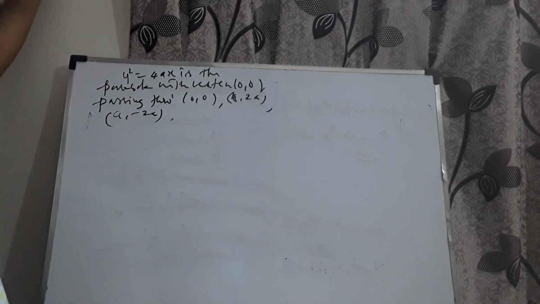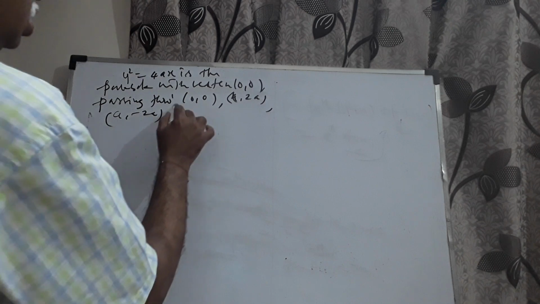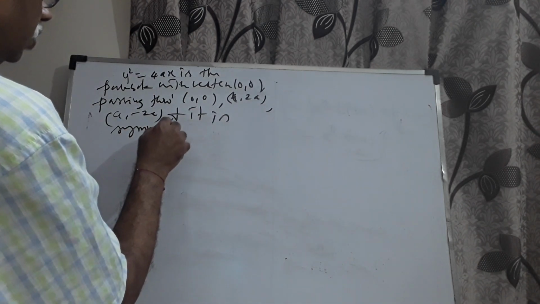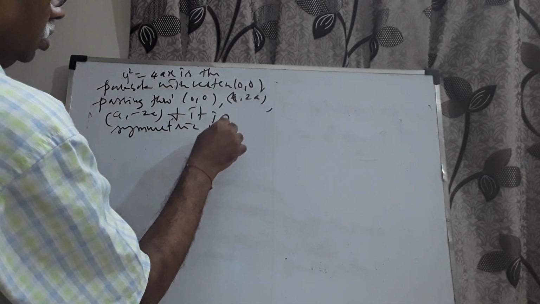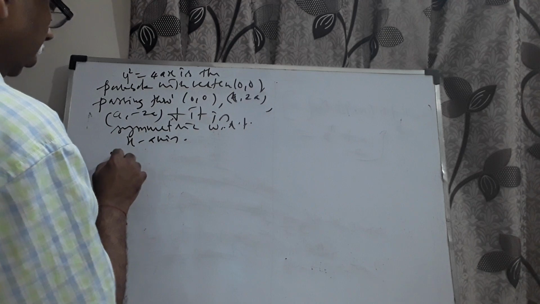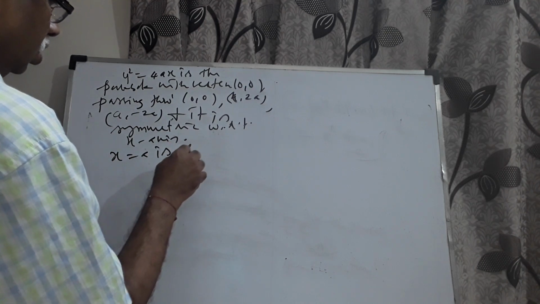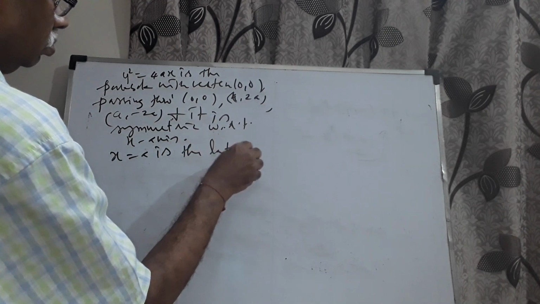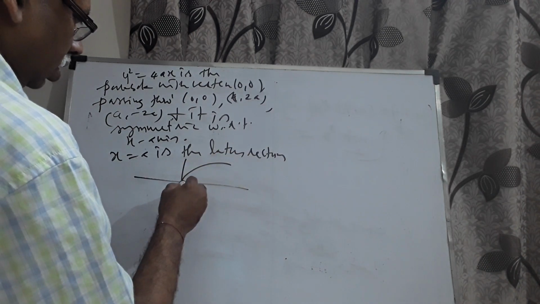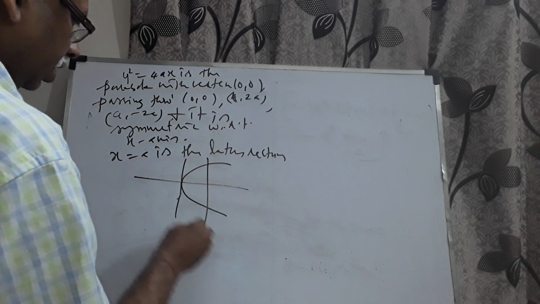When x equal to a, y square is 4a square, y is plus or minus 2a, and it is symmetric with respect to x-axis. Just remember carefully, x equal to a is the latus rectum. This is my parabola. I should draw this rough diagram.